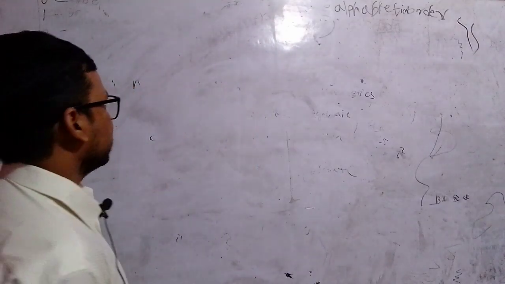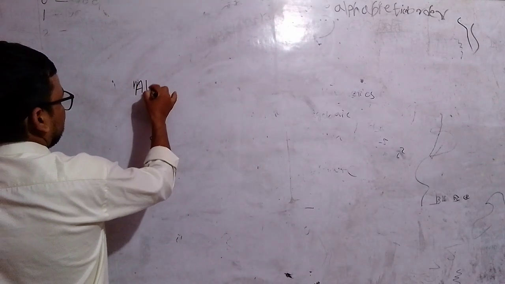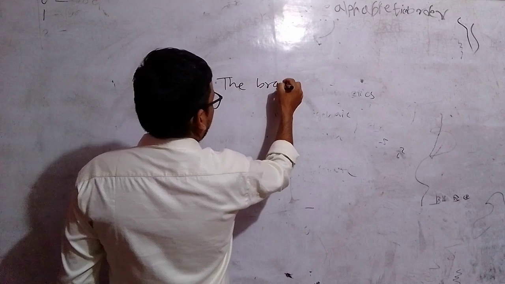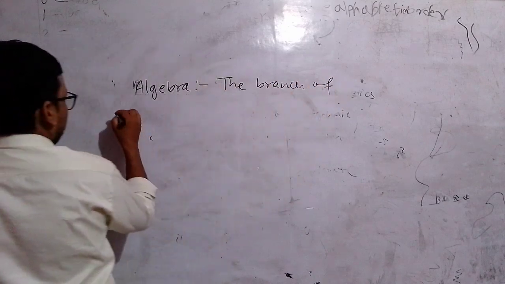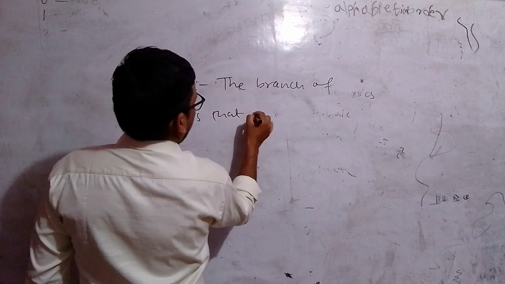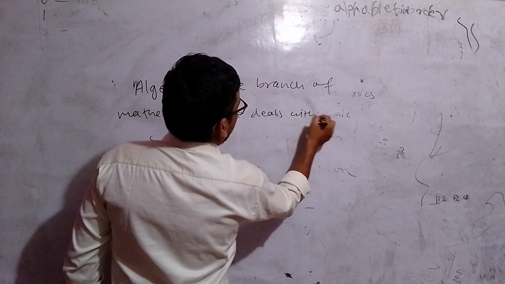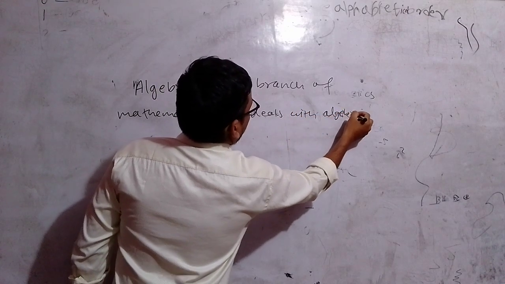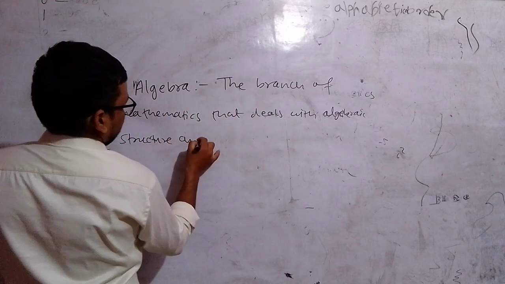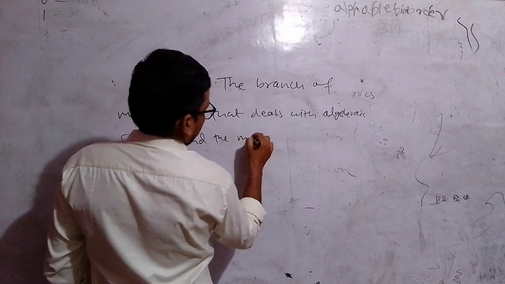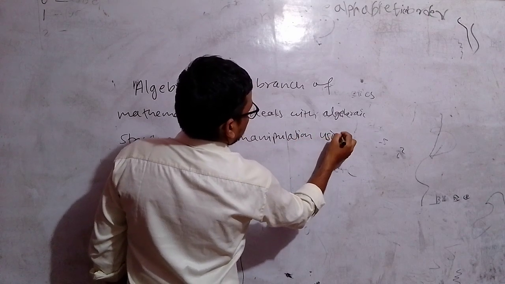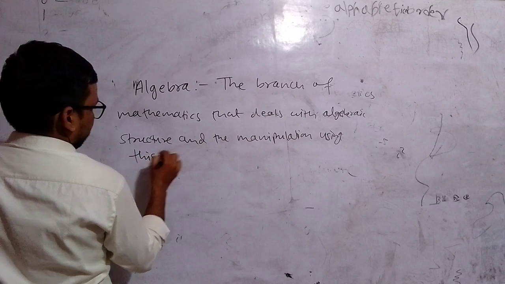Now let's write the definition of it. Algebra: the branch of mathematics that deals with algebraic structure and the manipulations using this.